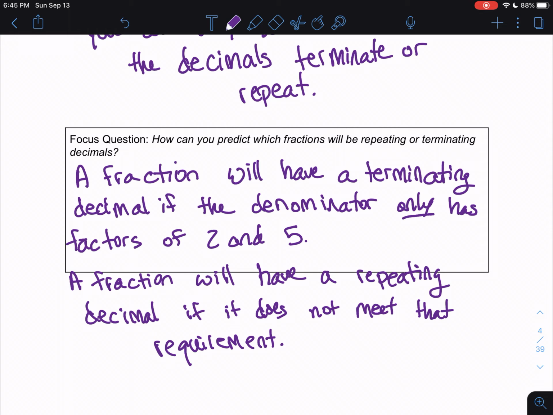So you'll come to realize these patterns, but in the grand scheme of things, the biggest thing is to know that fractions will either have a terminating decimal or a repeating decimal. That's the gist. All right, so at this point you are going to do your daily practice.